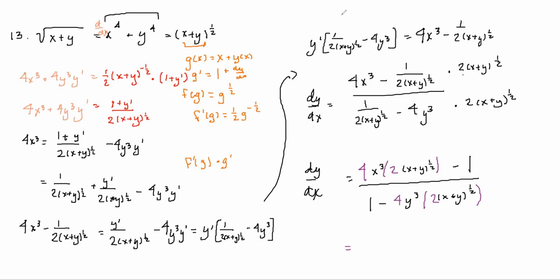These parentheses I have in the purple are not really necessary. If we envision multiplication signs throughout this whole thing, so it's 4 times x cubed times 2 times x plus y to the half. And so what I did is just say that this is 4 times 2 is 8, x cubed times x plus y to the 1/2 minus 1 over 1 minus 4 times 2 is 8 again, y cubed x plus y to the 1/2. So that happened just by me simplifying this step.